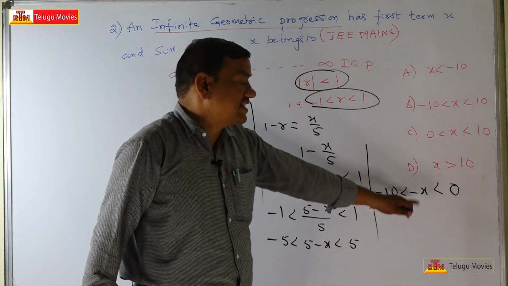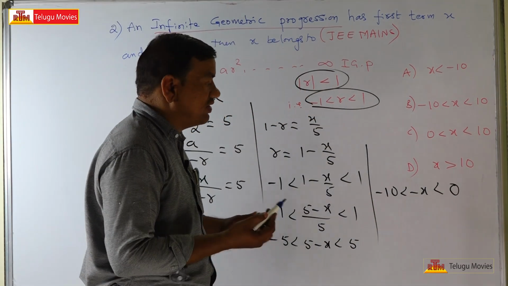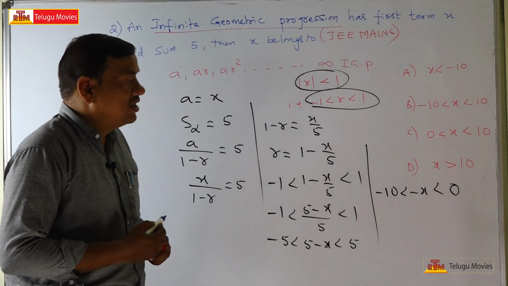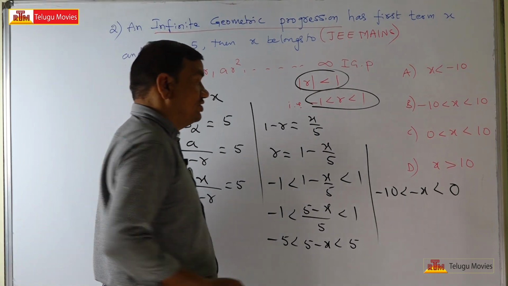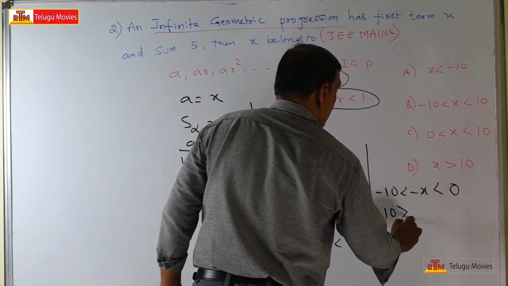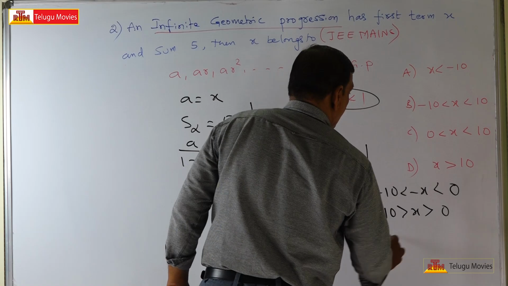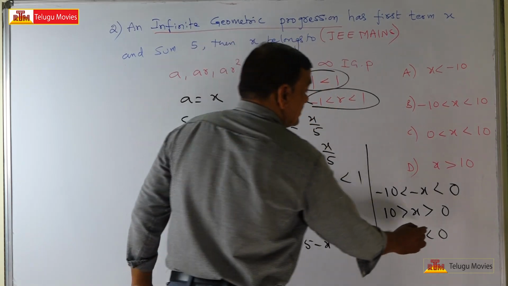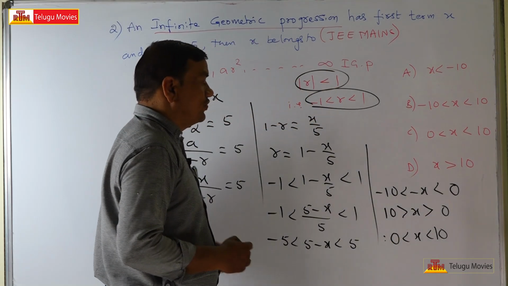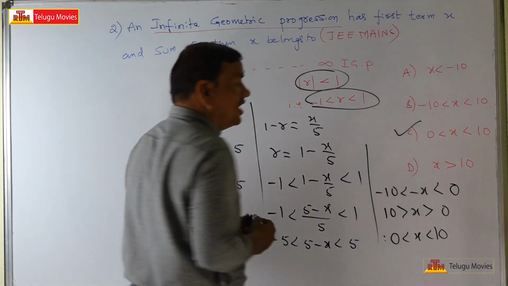Here minus x is there, so make it positive by multiplying with minus 1 throughout the equation. At that time, the inequality signs will be changed. So 10 greater than x greater than 0. Therefore, 0 less than x less than 10. If you observe, option C is the right answer.